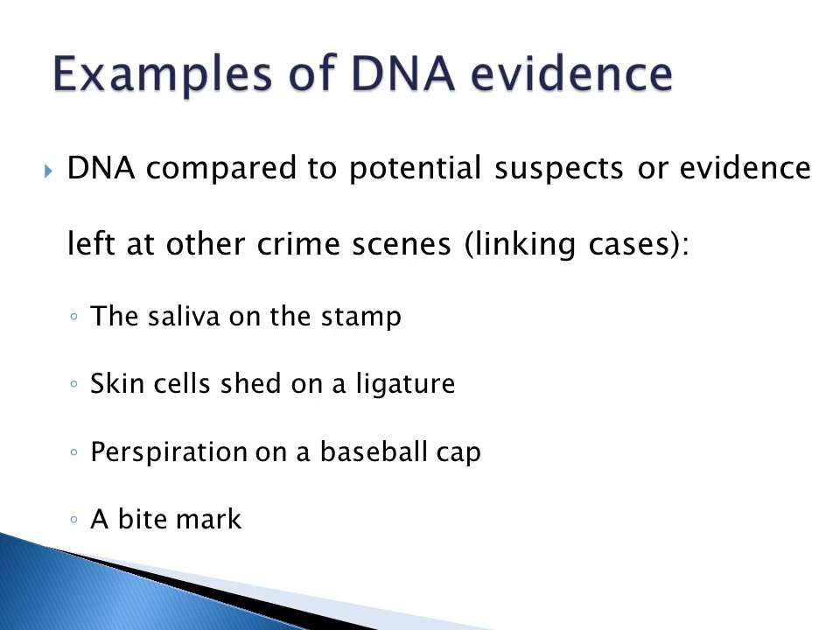There are various examples of DNA that can be used at a crime scene. For example, using saliva left on a stamp from a stalker that's sending out threatening letters, or skin cells that are shed on a ligature of a strangled victim, or perspiration on a baseball cap that's discarded at a crime scene, or a bite mark on a rape victim.